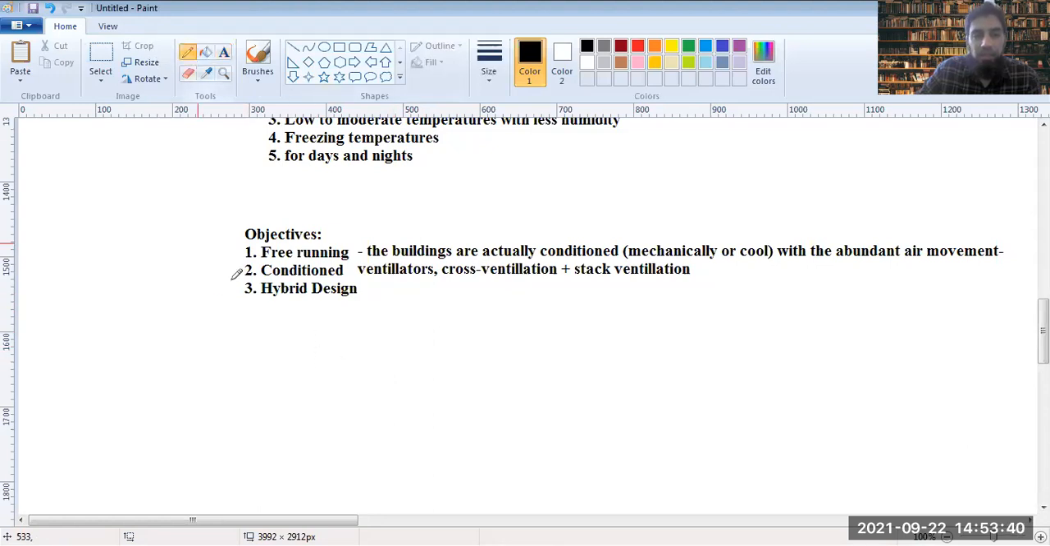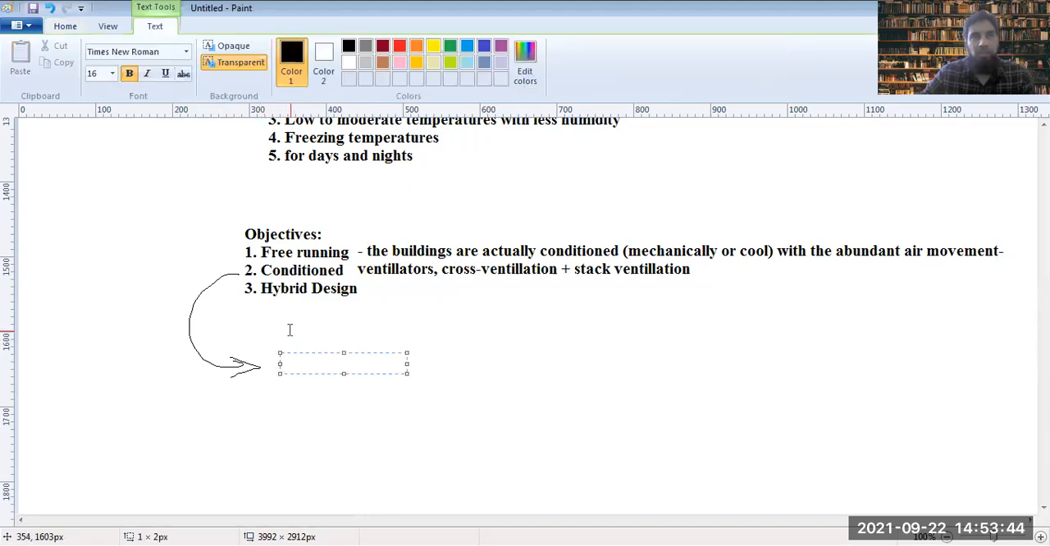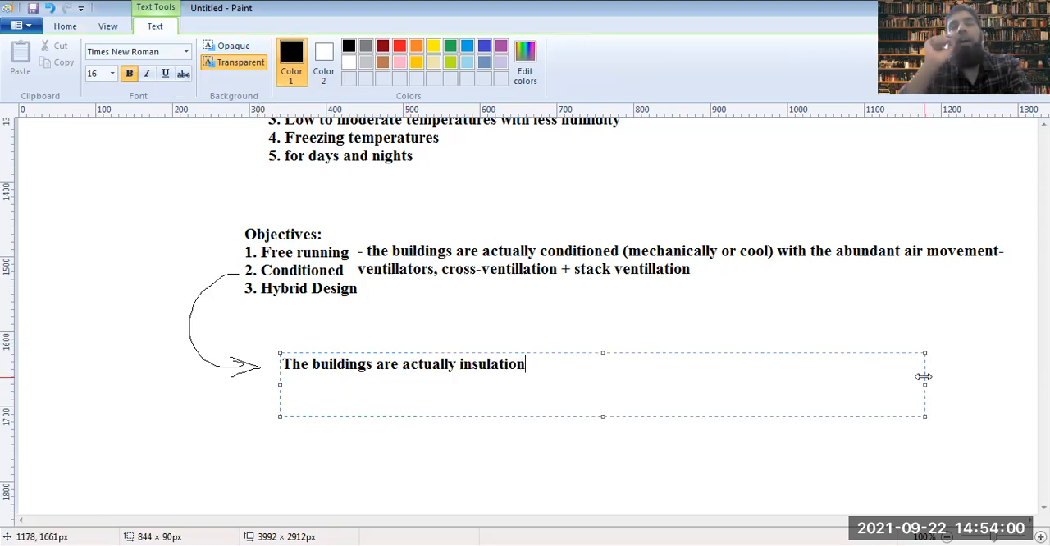Then you have the conditioned one. Now, there isn't a major difference between the two, but in this, the buildings are actually insulated. Other than you are providing the ventilation, mechanical or through natural, you are providing buildings with insulation. So when you have insulated rooms within your building, then in that case, you are making the structure. That's the principle that your structure should now be airtight.